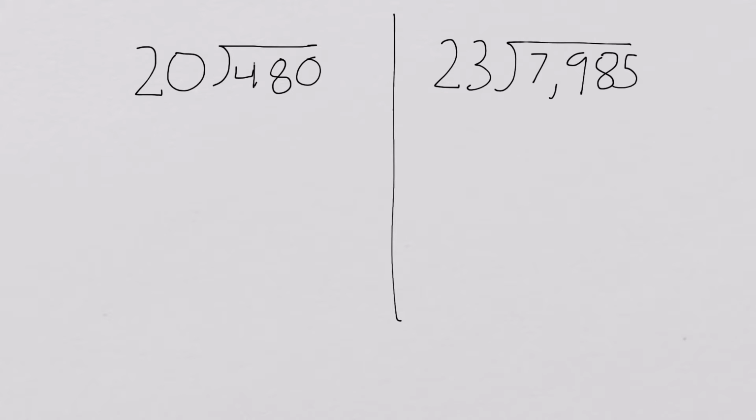And I'm going to start off by focusing on double-digit divisors that are multiples of 10. They're a little bit easier to work with, and then we are going to branch into double-digit divisors that are not multiples of 10, such as 23 over here. So we're going to be starting off with 20 divided into 480, or 480 divided by 20.